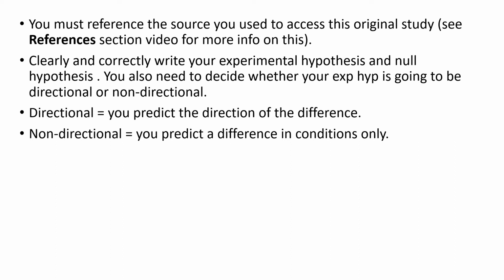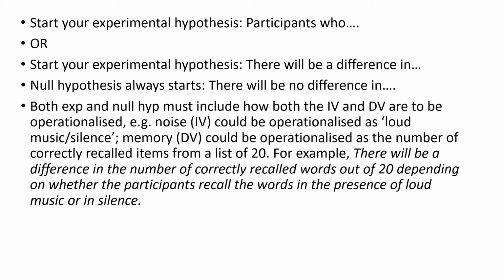Now, if it's a directional hypothesis, you have predicted the direction of the difference. So, for example, participants who are given the verb smashed will blah, blah, blah. If it's non-directional, you predict a difference, but that's all you predict. There will be a difference in the speed estimates of participants who blah, blah, blah. You need to practice a little bit when you write hypotheses. It's got to be good because you are marked on them.